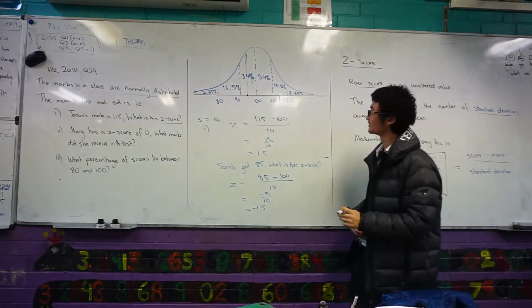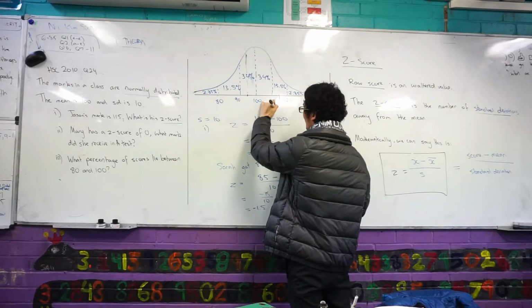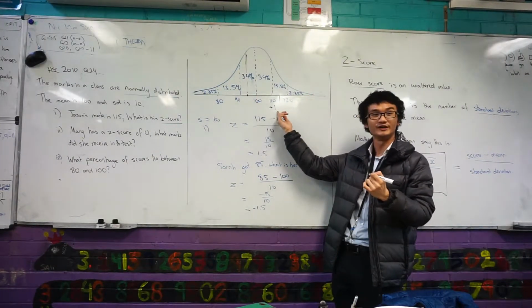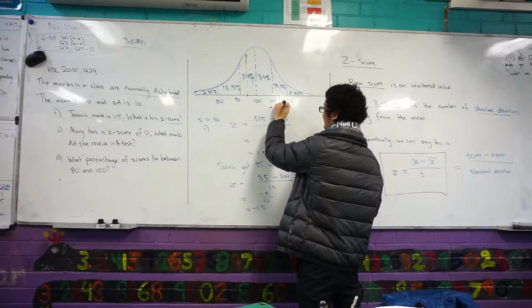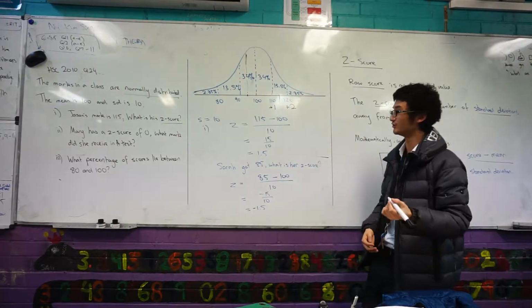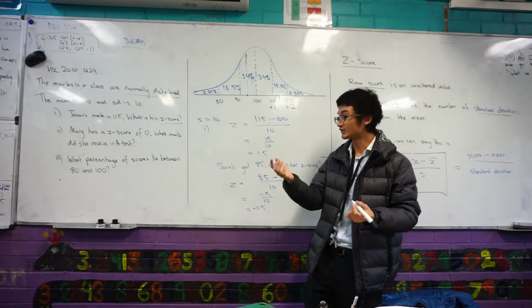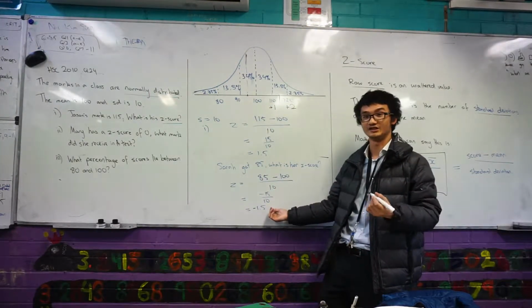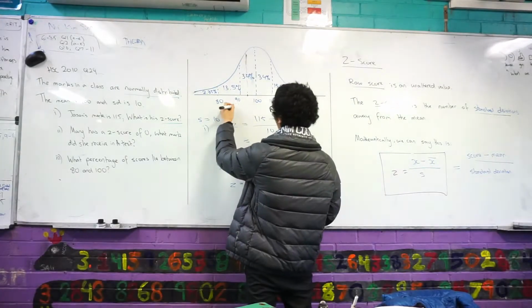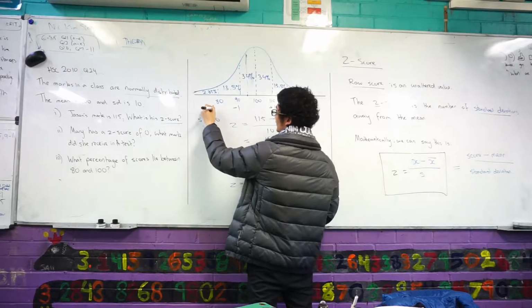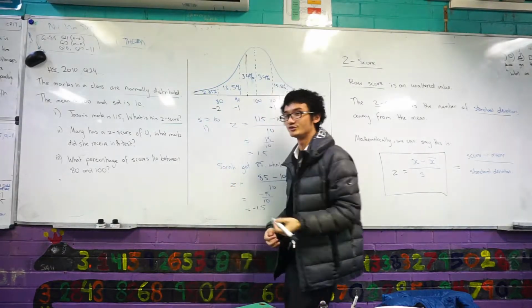What they say is, okay, if we're going above the mean, then we're positive 1 standard deviation away. And if we go another standard deviation, we're positive 2 standard deviations. But if we're going below the mean, that's when I introduce the negative z-scores. If I'm 1 standard deviation away from the mean, which is 100, I've got negative 1. Or if I'm 2 standard deviations away, I'm negative 2.